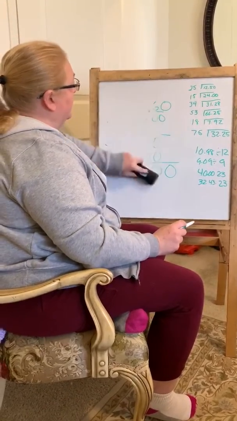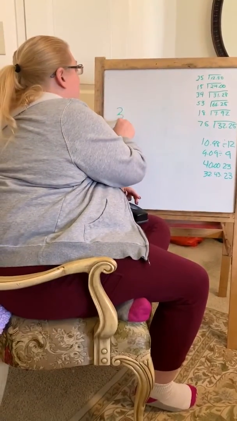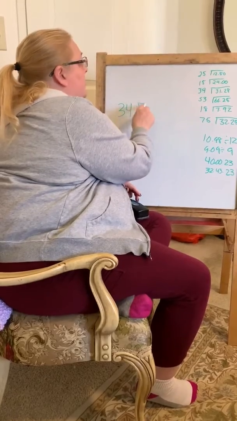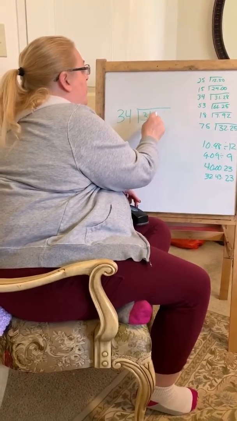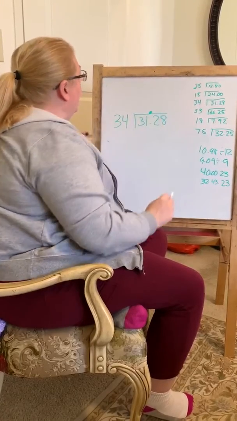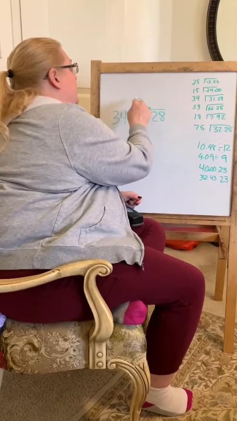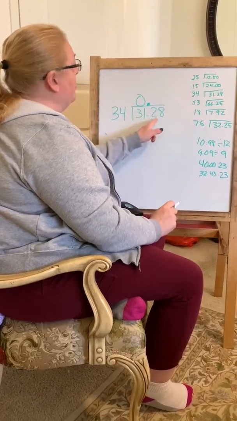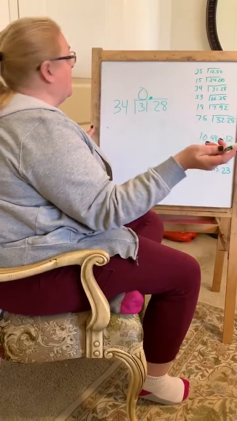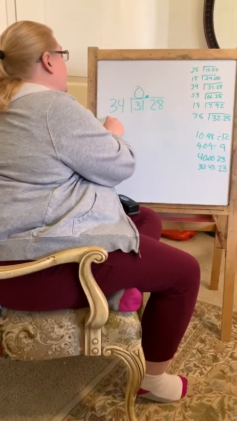If we look at our next one, we have 34 into 31.28. Now we move our decimal to the top. Will 34 go into 31? It won't. We know that. So we put our 0 there. But it will go into 312. We don't know how many times. So we have to think, let's think how many times we could do that.